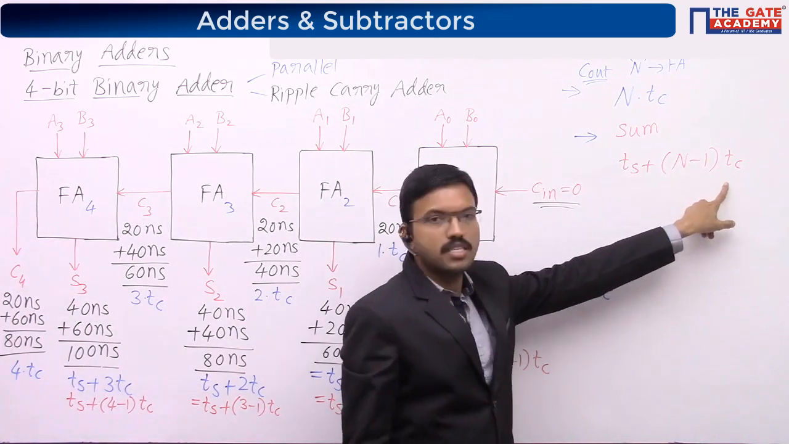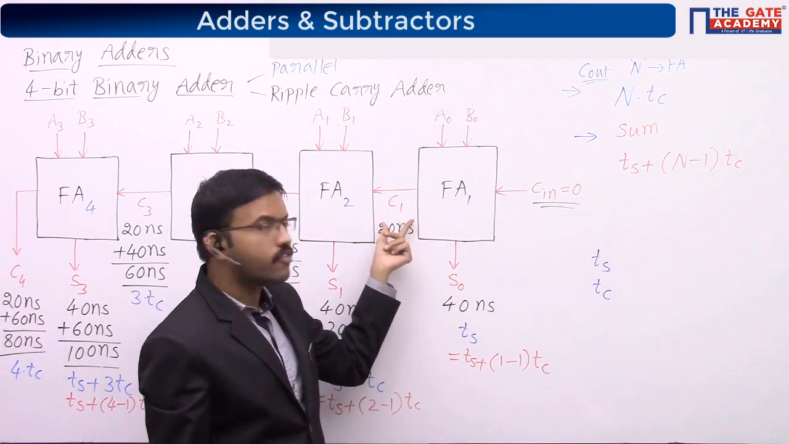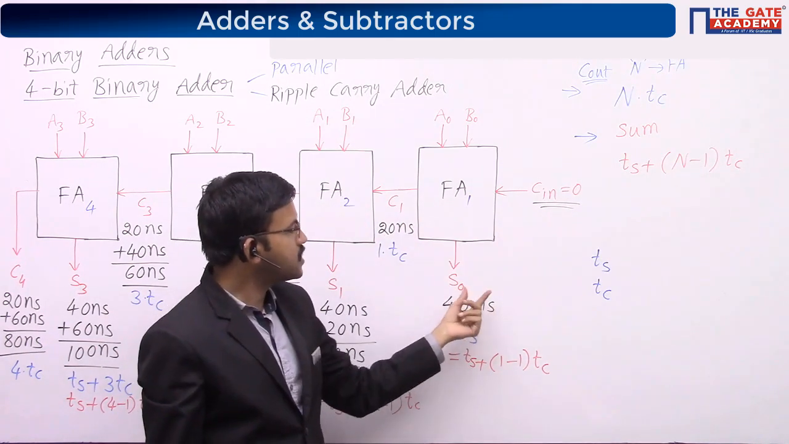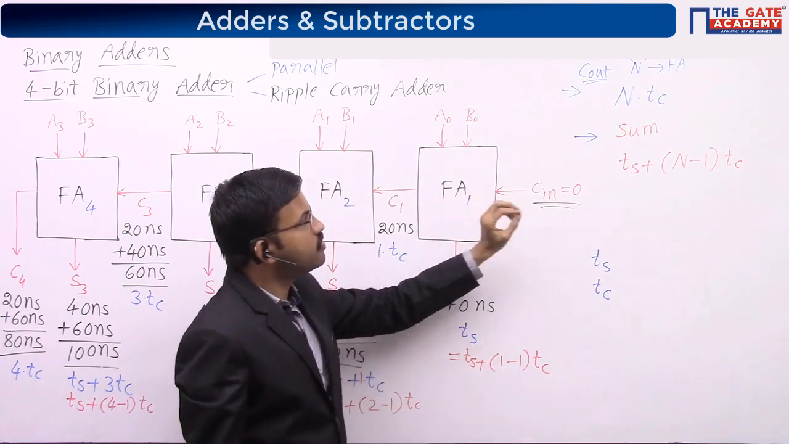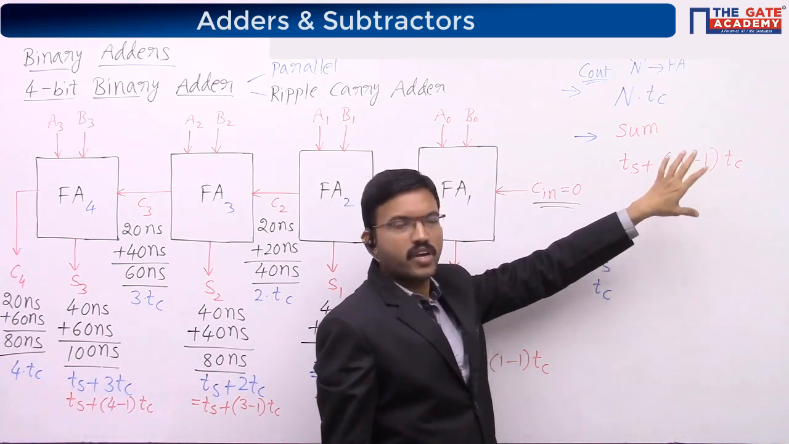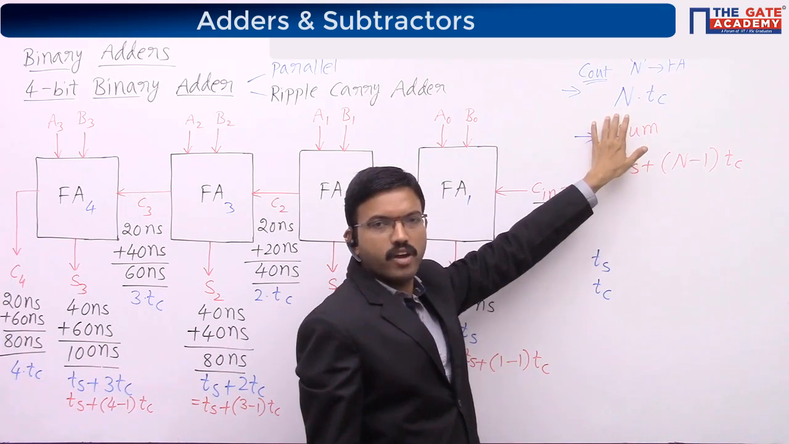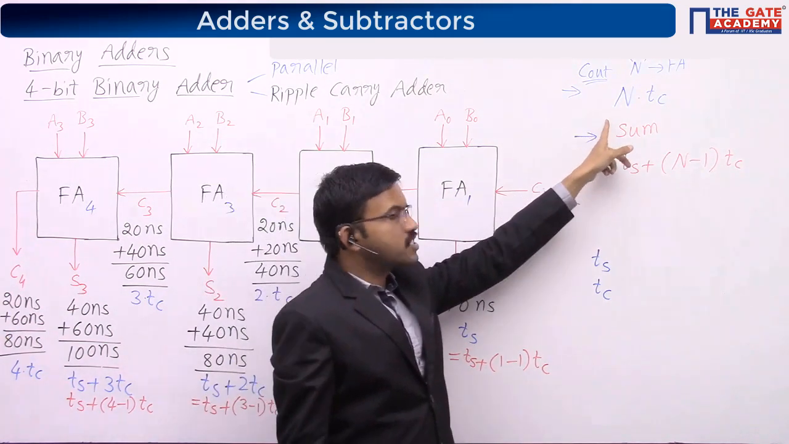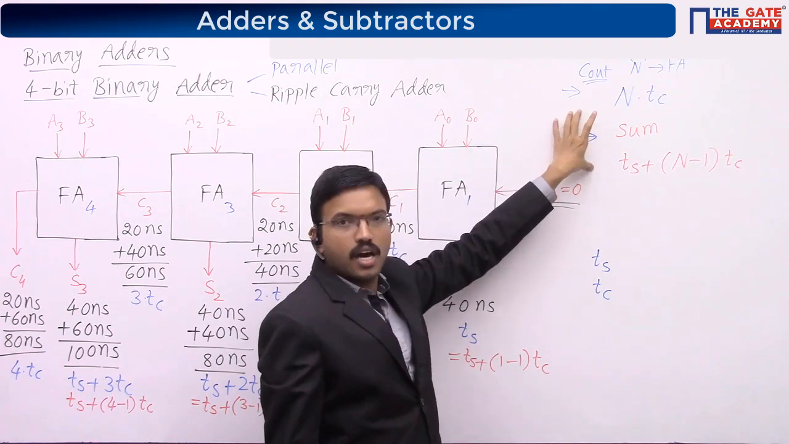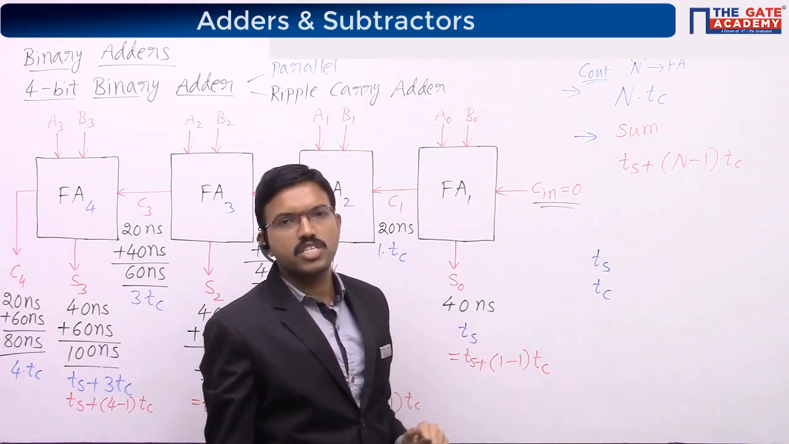So here TC is the time required for producing carry of a full adder, and TS is the time required for producing the sum of a full adder. They will give the information about TS and TC. Okay, if it is a 4-bit case, substitute N value 4. If it is an 8-bit case, substitute N value 8. So after substituting these two values, whichever is the larger, that will be the answer for worst case delay.